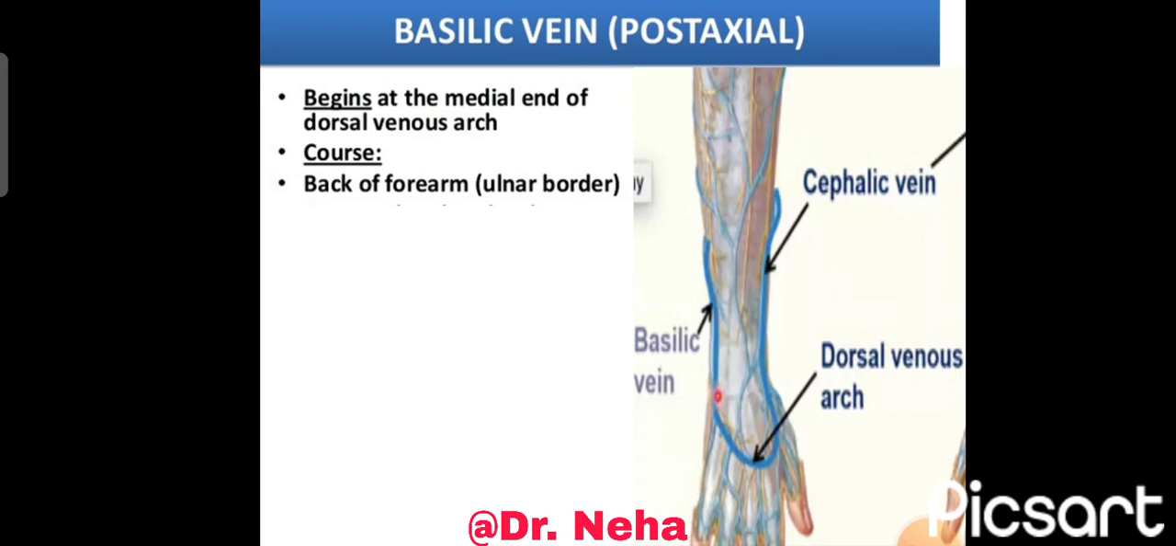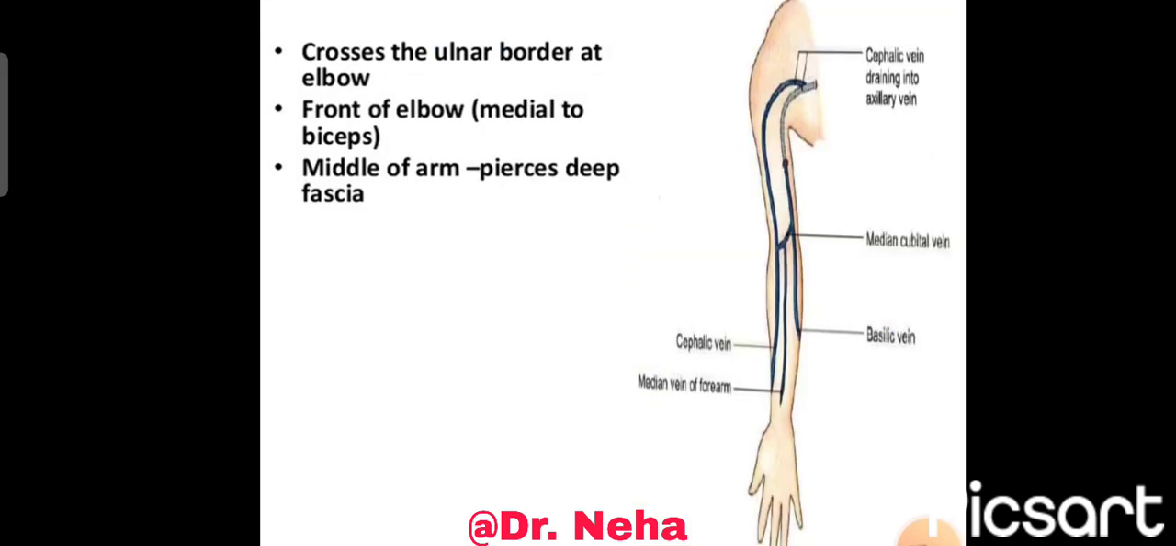Then we have the basilic vein, also known as the postaxial vein of upper limb. It corresponds to the small saphenous vein of lower limb. It begins at the medial end of dorsal venous arch. Then it courses backward, that is on the back of the forearm at the ulnar border. Then it crosses the ulnar border at the elbow. Then at the front of the elbow it lies medial to the biceps.